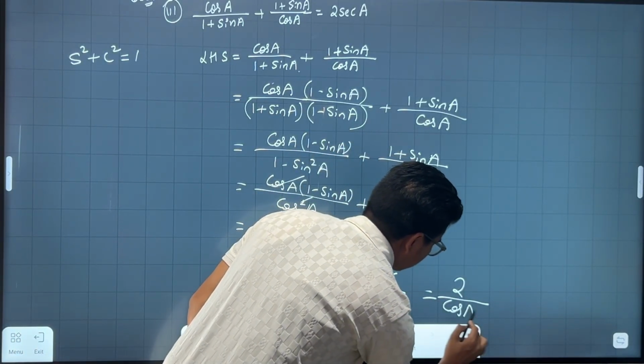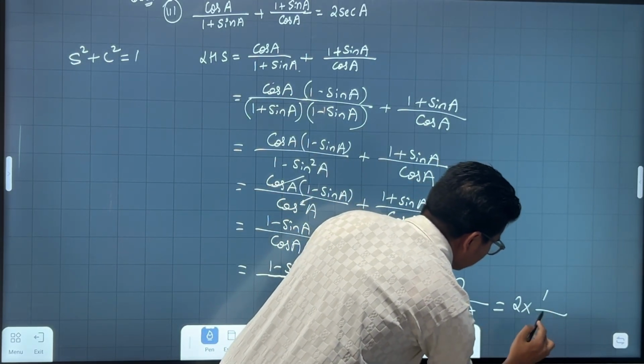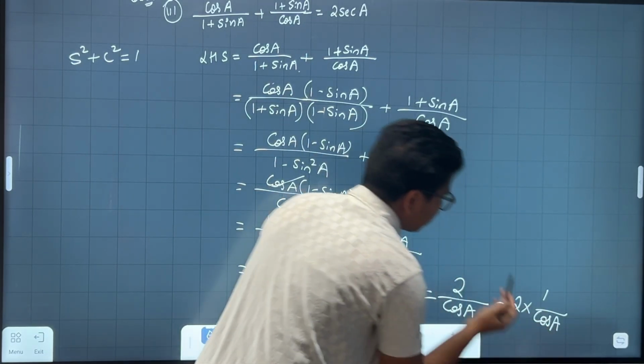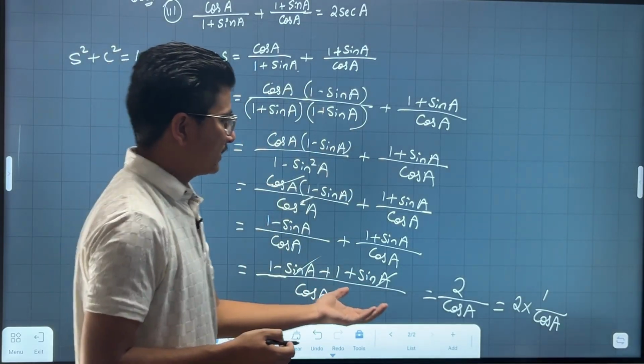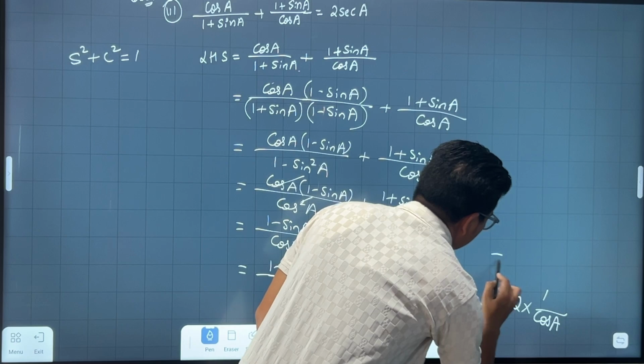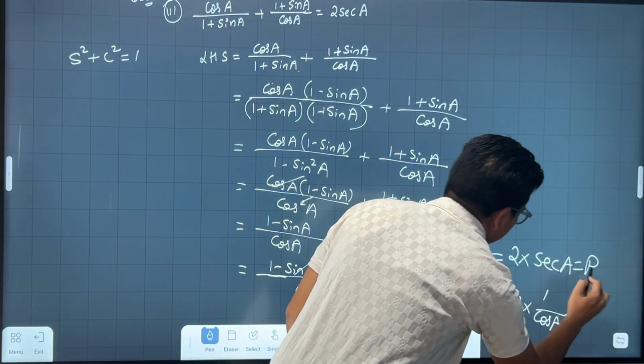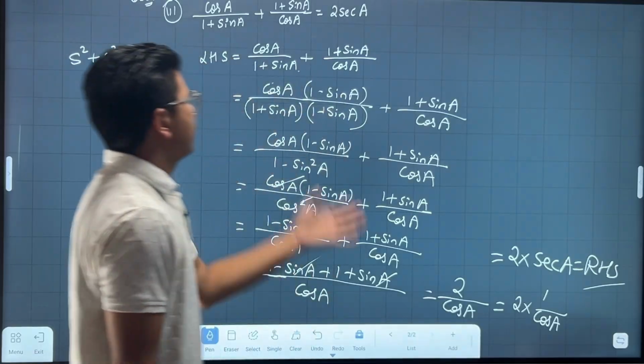2 divided by cos a, meaning this can be written as 2 into 1 by cos a, correct? And 1 by cos means what? It is the reciprocal relation. Do you remember? 1 by cos means sec. So 2 into sec a, which is equal to the right hand side 2 sec a, hence proved.